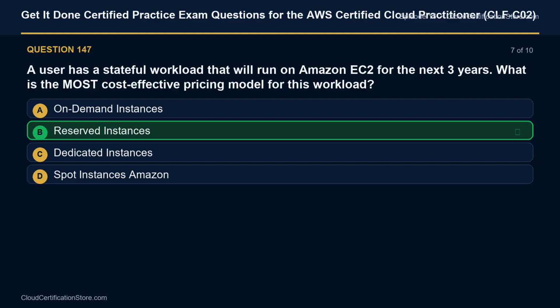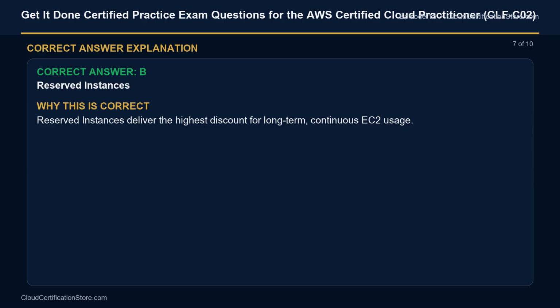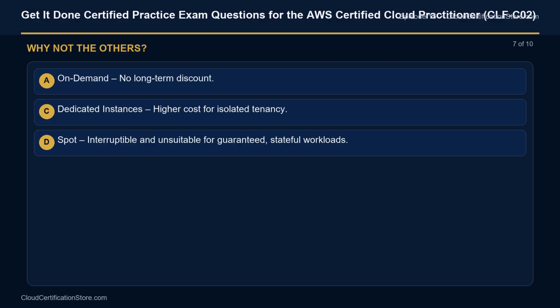The correct answer is B, Reserved Instances. Explanation: Reserved Instances deliver the highest discount for long-term, continuous EC2 usage. Why not option A? On-Demand has no long-term discount. Why not option C? Dedicated Instances have a higher cost for isolated tenancy. Why not option D? Spot is interruptible and unsuitable for guaranteed stateful workloads.